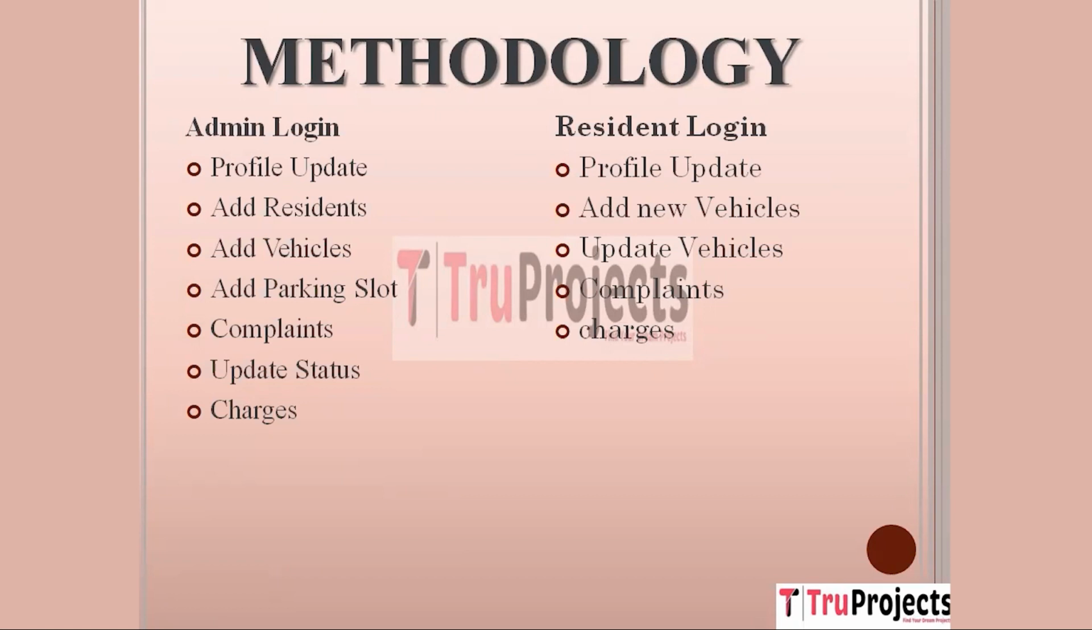And when coming to resident modules, we have resident login. Residents will have the convenience of accessing the system with their designated identification credentials in this module. Profile update. This functionality empowers residents to maintain accurate personal details by enabling updates to their profile information. Add new vehicles. Within this module, residents can easily input information about their vehicles, ensuring comprehensive records. Update vehicles. Residents will be able to manage their vehicle information effectively by viewing, editing, or removing entries as needed.